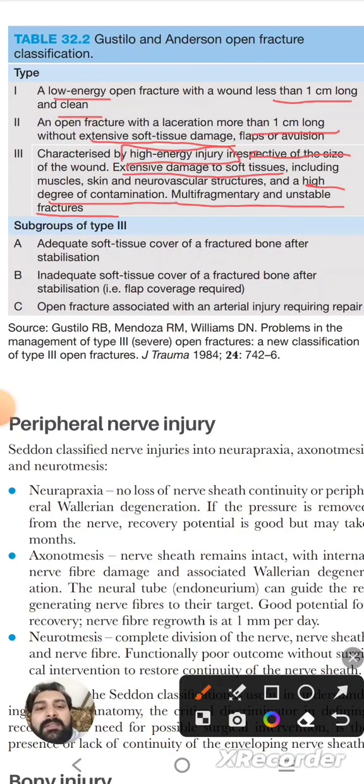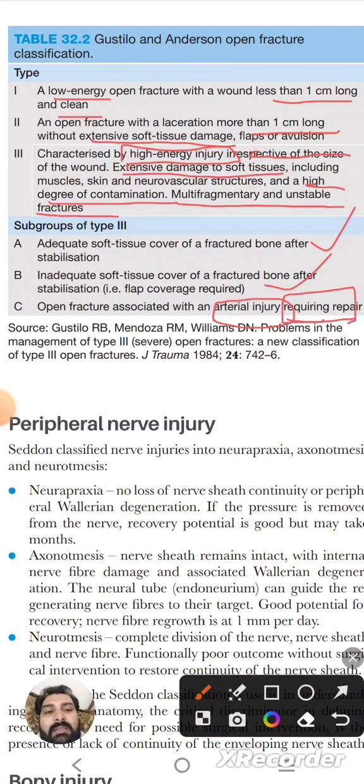When we stabilize the fracture and after stabilization there is enough skin to cover the wound, it will be type A. When there is not enough skin to cover the wound after fracture stabilization, it will be type B. And when there is an arterial or vascular injury associated with the fracture which needs repair, it is type C.